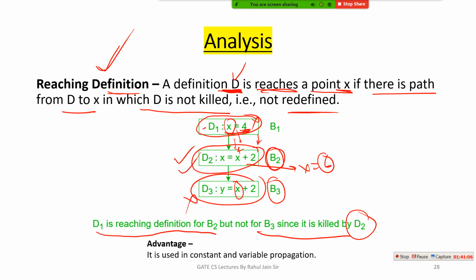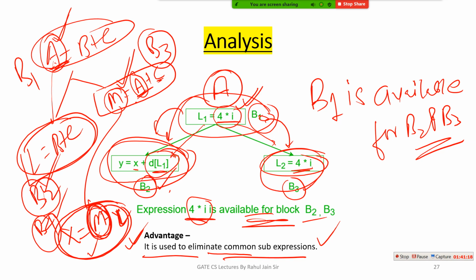Is it clear what reaching definition is, guys? Ashik is asking for the previous slide. This is the previous slide, Ashik.